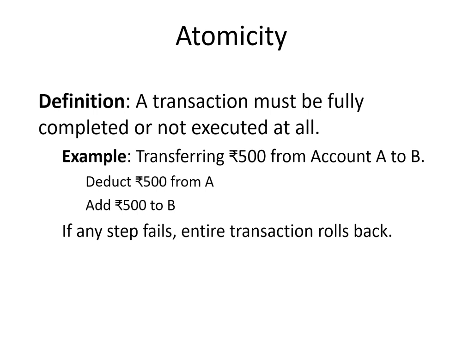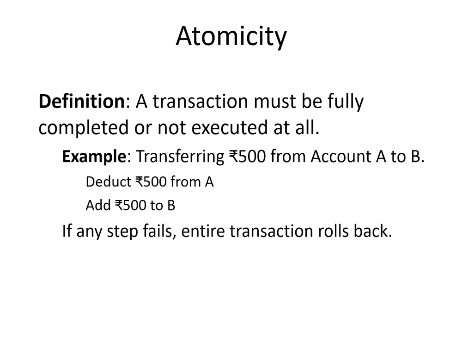First one is atomicity. Definition: a transaction must be fully completed or not executed at all. Atomicity means a transaction is all or nothing. Either all its operations succeed or none are applied. If any part fails, the entire transaction is rolled back to keep the database consistent.